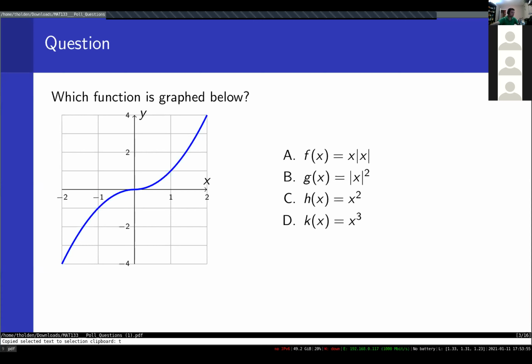Okay. So, sharing the results, overwhelmingly A. Not as much as I would have liked A, but I think if we go to breakout rooms, most of you will just do A anyway. A is the correct answer here, so it is x times the absolute value of x. Okay?